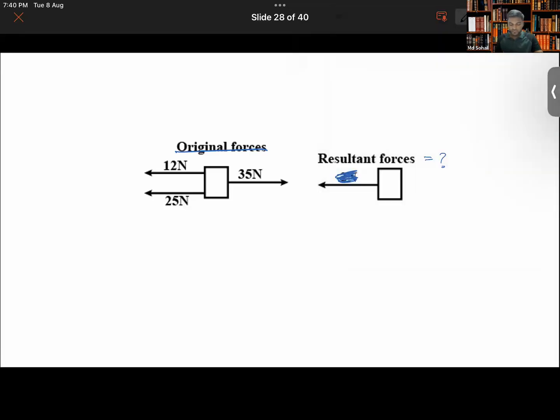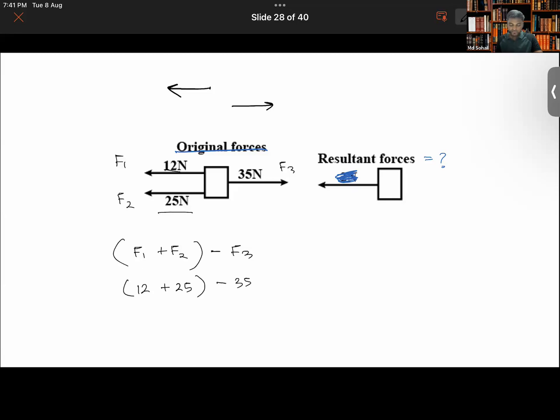So here you will basically take these forces as F1, F2, and F3. We are calling them F1, F2, and F3 forces. So F1 plus F2, since they are acting in the same direction, that is the left direction, we will add them. And another force is acting in a different direction. This one is here, this one is here. So we will subtract F3 from it. Getting it? So here it becomes 12 plus 25 minus 35. That becomes 37 minus 35 equals 2 Newton. So the object will move where?